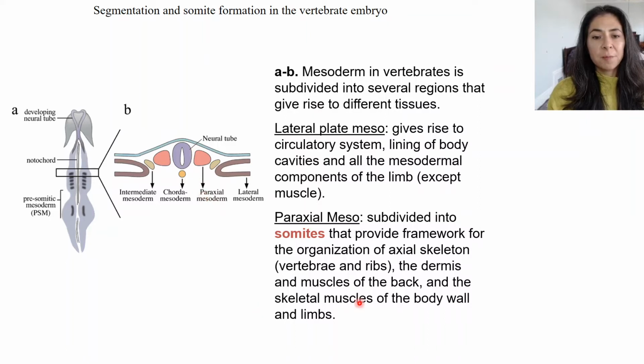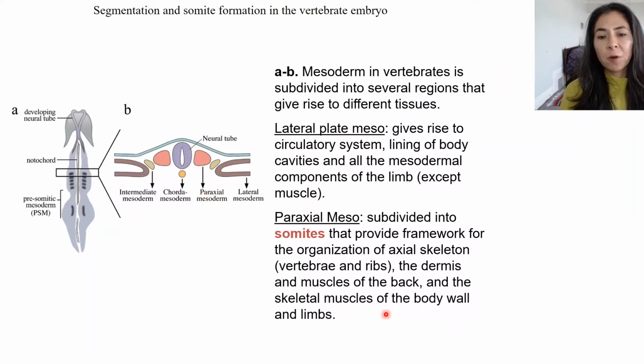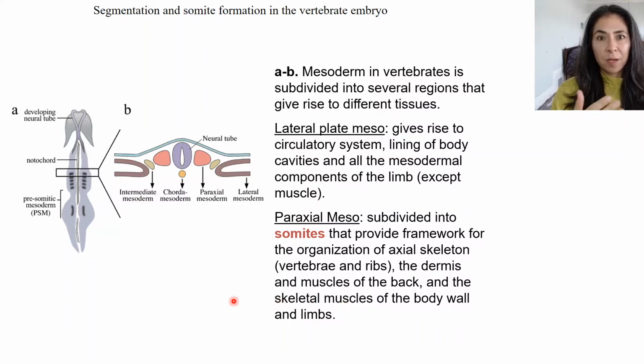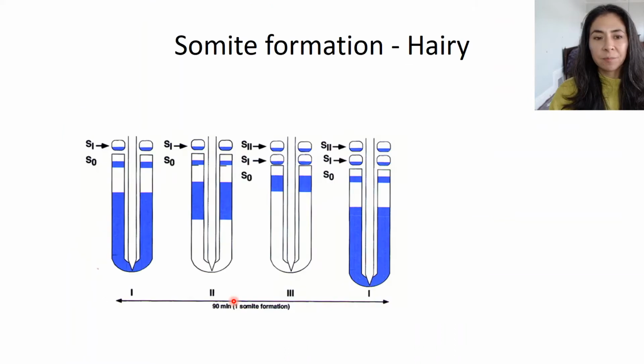So what do the somites become? They're going to be the framework for the organization of the axial skeleton. So the vertebral column and the ribs. And the dermis and the muscles of the back as well. They're also going to become the skeletal muscles of the body wall and limbs. So they're forming a lot of these segmentally repeated mesodermal structures.